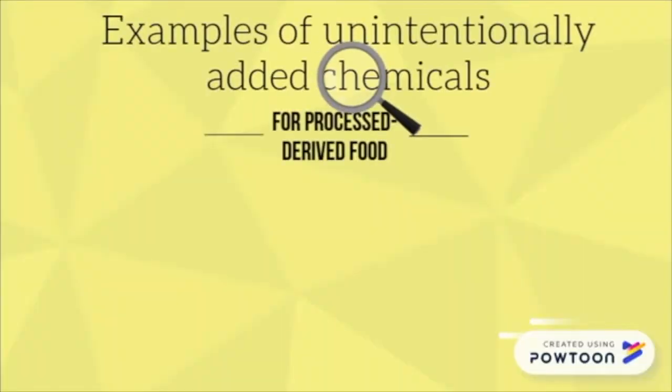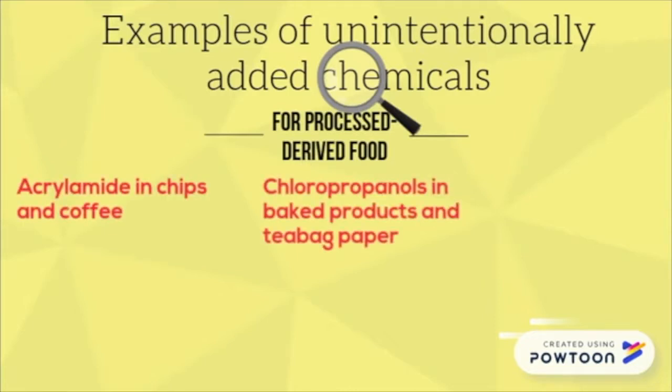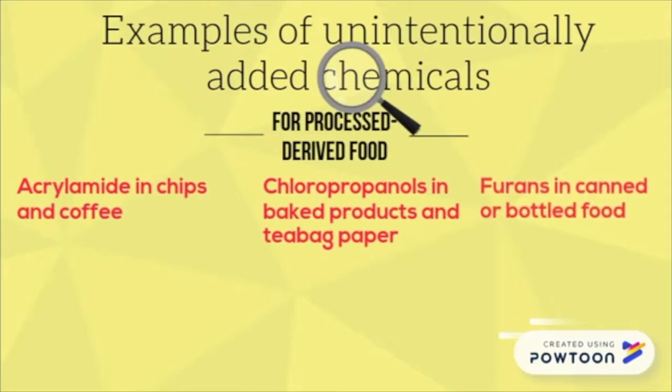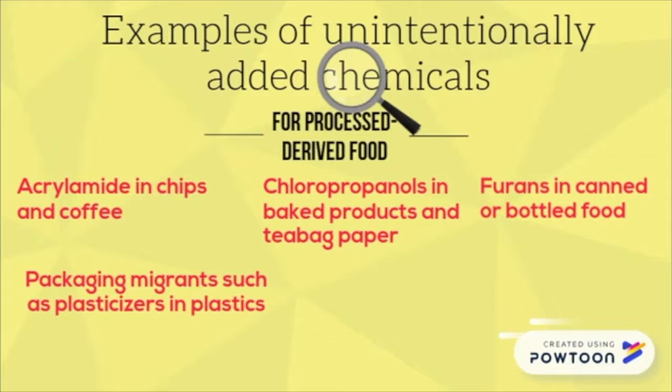Examples of unintentionally added chemicals for the process-derived contaminants are acrylamide in chips and coffee, chloropropanols in baked products and tea bag paper, and furan in canned or bottled foods. Packaging migrants are also examples, such as chemicals in plastic for food.